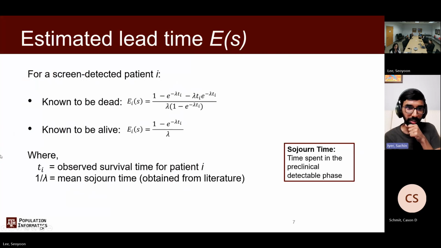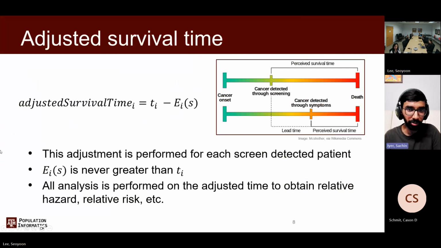So, in the next slide, this is the formula for the adjusted survival time. The adjusted survival time for each patient is given by their perceived survival time and then subtracting the estimated lead time. So, as we can see again in the diagram, what we are trying to do is remove the estimated lead time for the person who's detected through screening in order to make their survival time comparable to the survival time of those whose cancer was detected through symptoms.